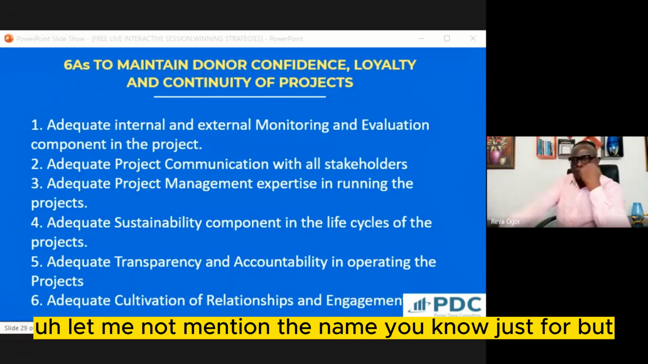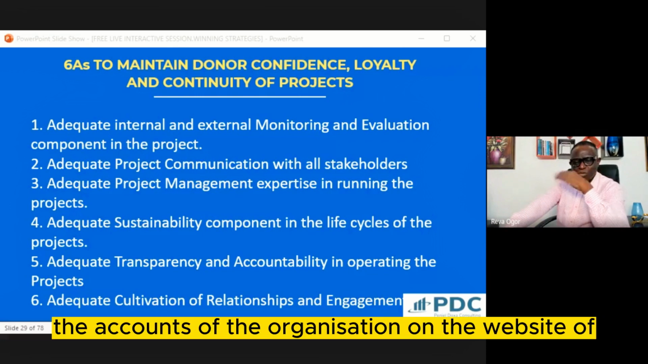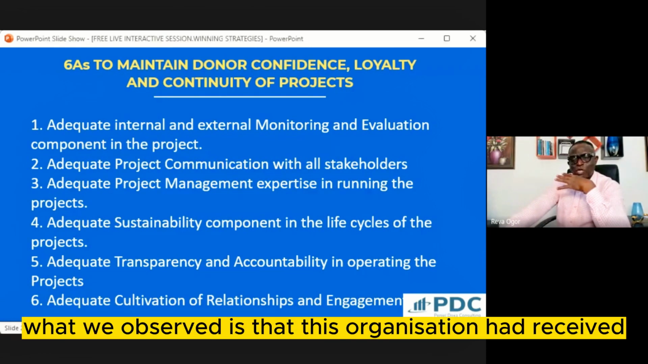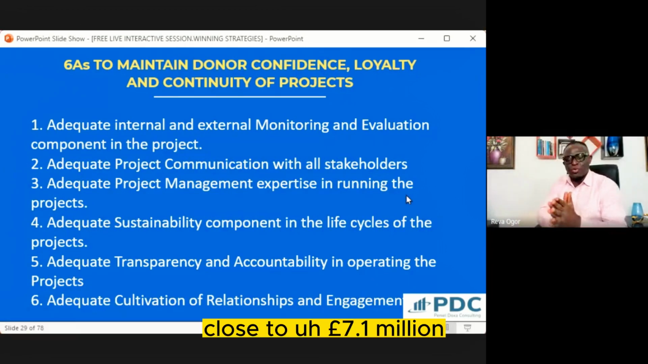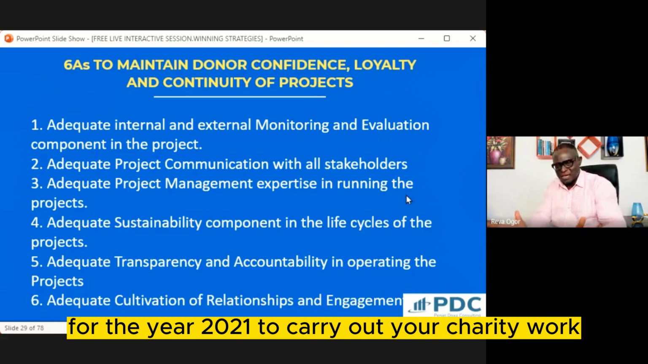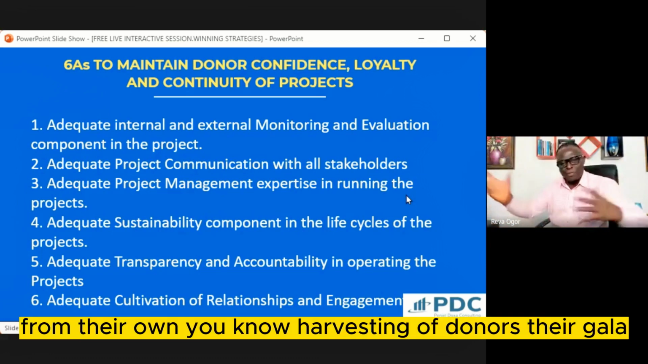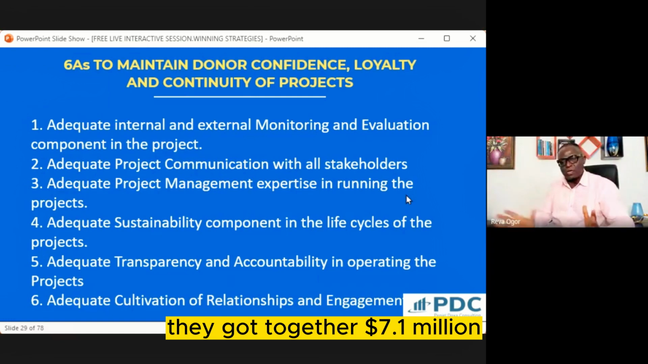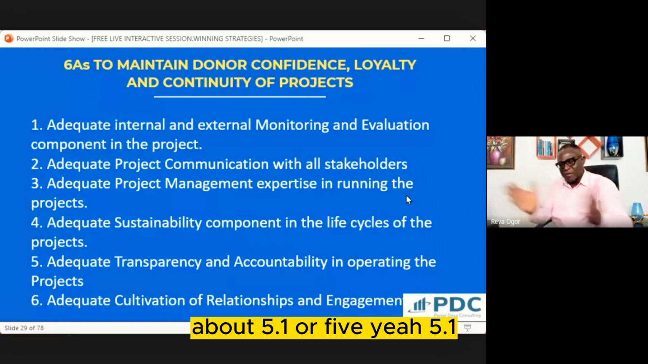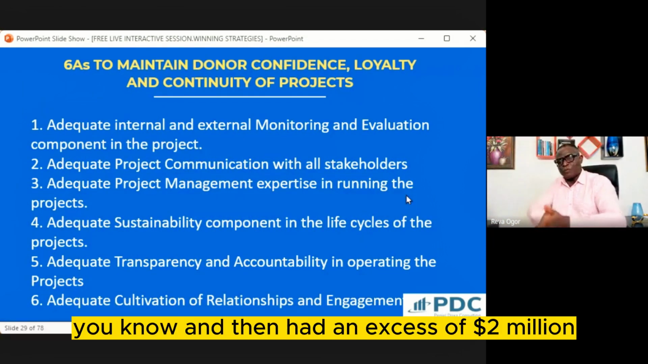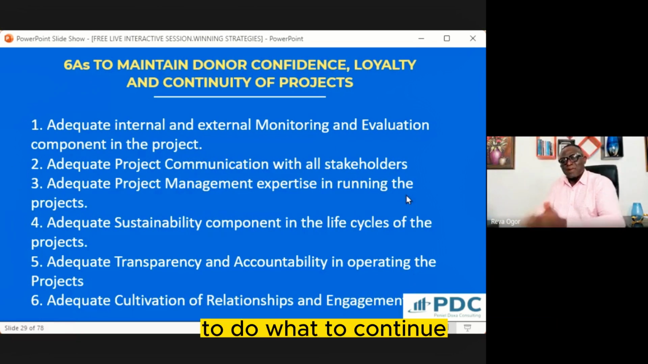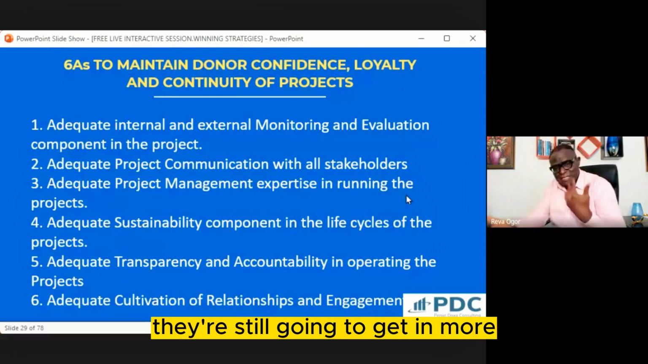There's this particular organization. Let me not mention the name, but when we went into the accounts of the organization on the website of the Charities Commission of the UK, what we observed is that this organization had received close to £7.1 million for the year 2021 to carry out their charity work from various donors, from their own harvesting of donors, their gala events and everything. They got together £7.1 million. Now they spent about 5.1, and then had an excess of £2 million, pardon me, that is designated in pounds, in their account, to continue the next year. And of course, they're still going to get in more.